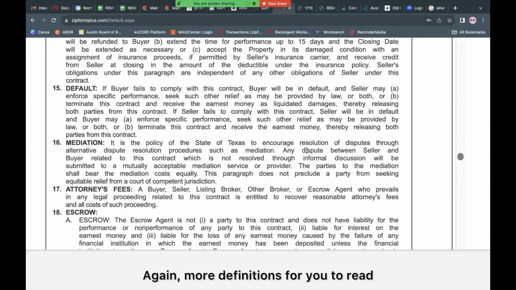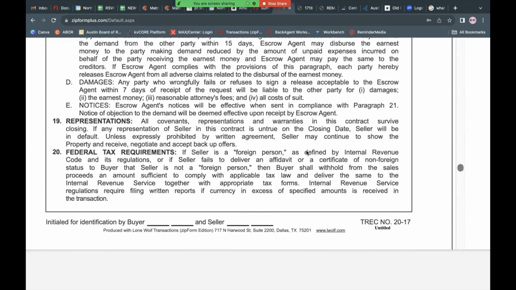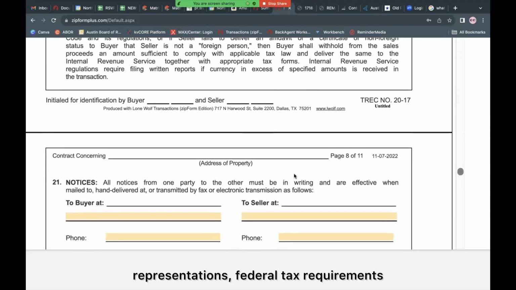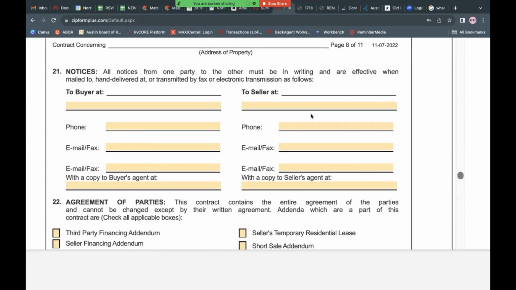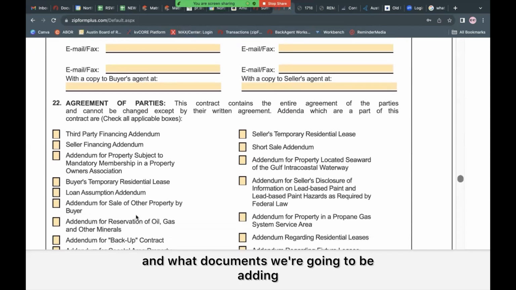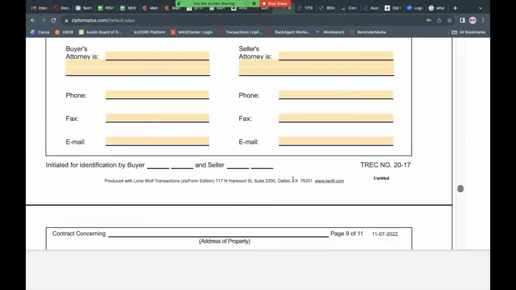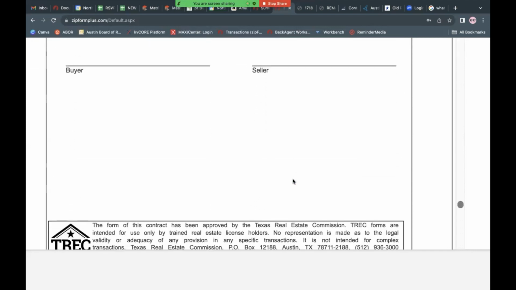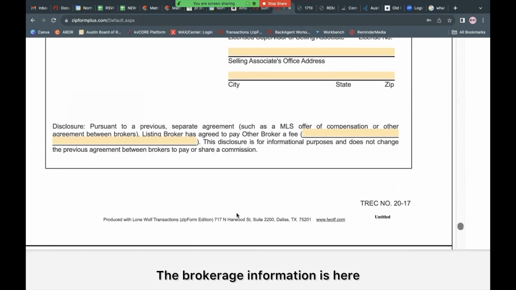Again, more definitions for you to read: default, mediation, attorney fees, escrow. What is all that? Representations, federal tax requirements. And then here we're just going to put your information and the seller's information here and what documents we're going to be adding on for you to sign. And then that's it. The brokerage information is here.